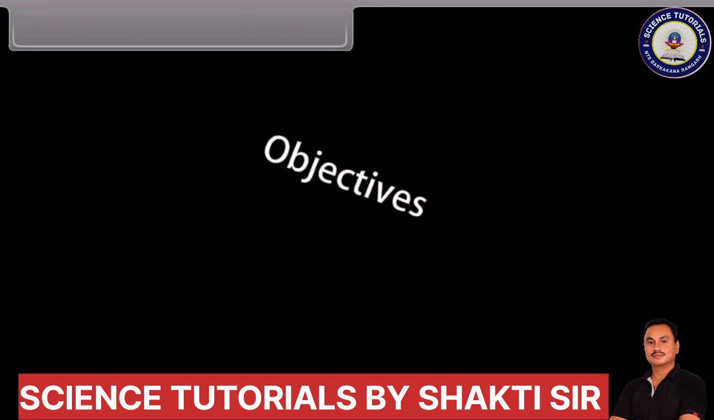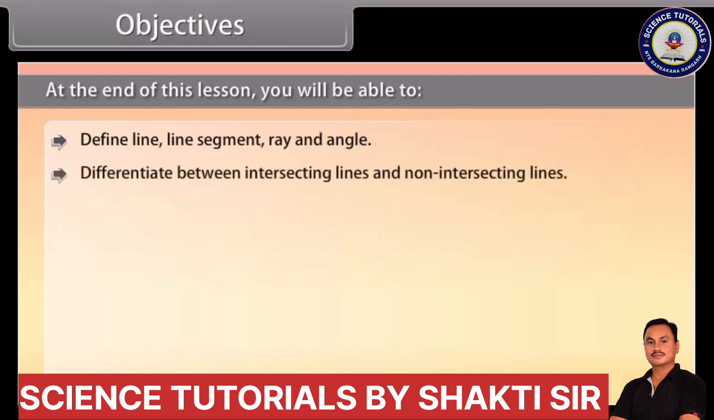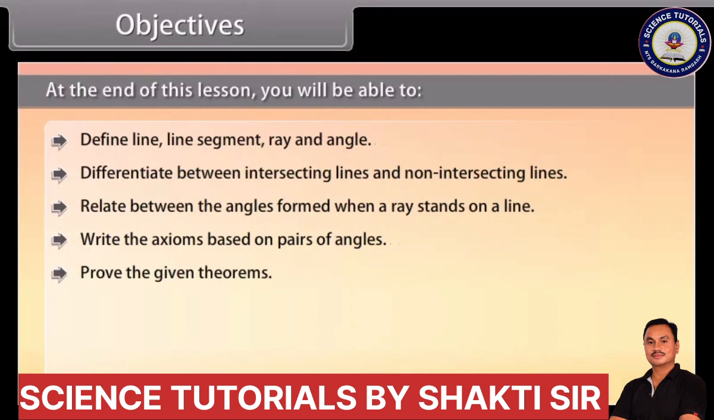Objectives. At the end of this lesson, you'll be able to define line, line segment, ray and angle. Differentiate between intersecting lines and non-intersecting lines. Relate between the angles formed when a ray stands on a line. Write the axioms based on pairs of angles. Prove the given theorems. Find relation between parallel lines and transversal.